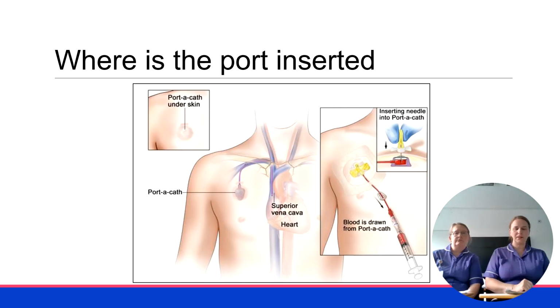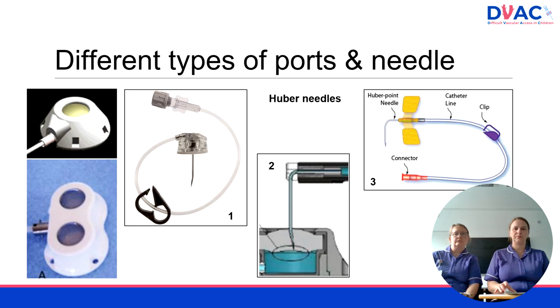The Portacath is inserted under the skin, usually on the chest, and tunneled centrally into the internal jugular vein or superior vena cava. Sometimes it can be a little bit lower down, depending on the development of the child. The most common type of Portacath used in children is a single lumen port. However, you can get double lumen ports and a power port, but these are less common.